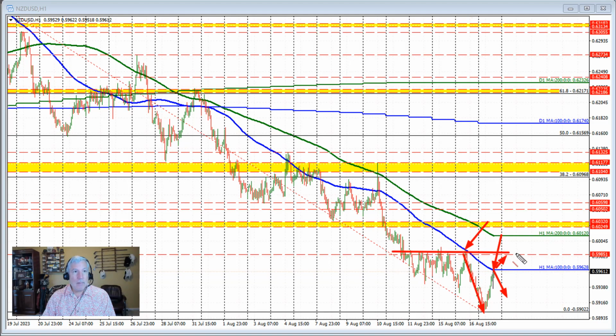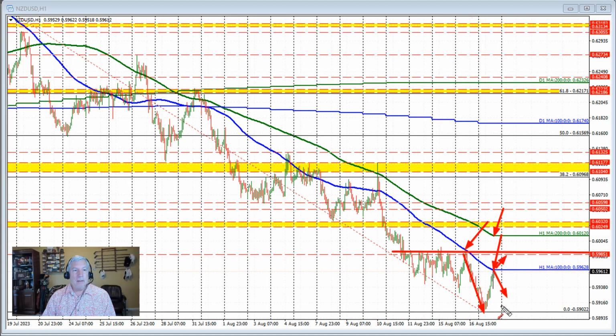Let's put a horizontal line a little bit above that level as well, where we have a number of different swing highs coming through here. You can see it's pretty clear. It comes in around the 0.5987 or thereabouts level. If we get above that level, we'll look toward the 200-hour moving average. It's the green line in this chart at 0.6012.